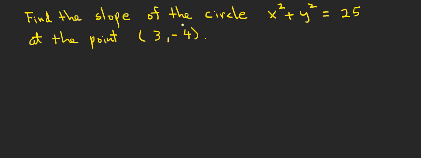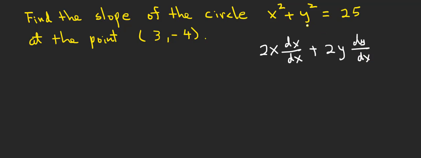It says find the slope of the circle x squared plus y squared equals 25 at the point 3, negative 4. So in order to find the slope of this circle, we've got to find dy over dx. So let's take the derivative of this. What's the derivative of x squared? That's 2x dx over dx. Plus, what's the derivative of y squared? That's going to be 2y dy over dx, because you're taking the derivative with respect to x, equals the derivative of 25, which is a constant, so it's 0.